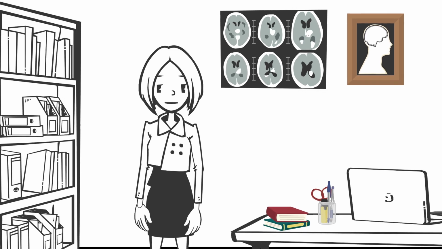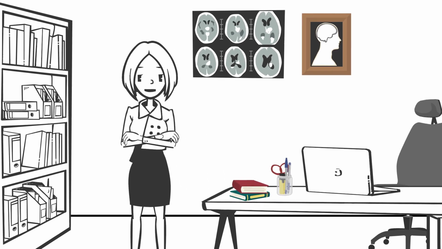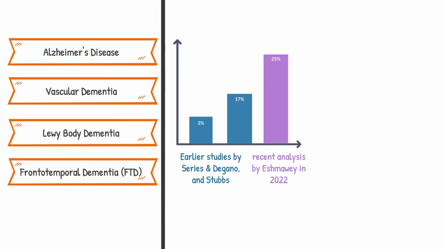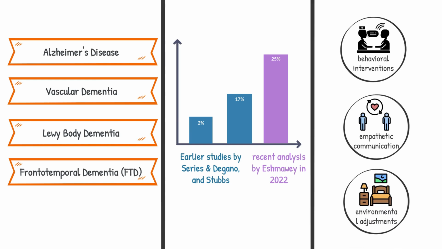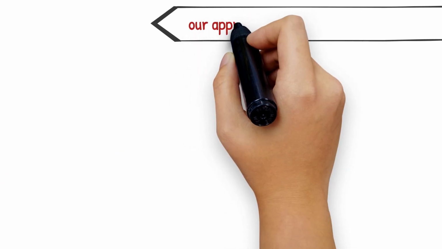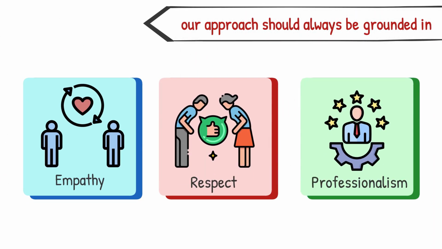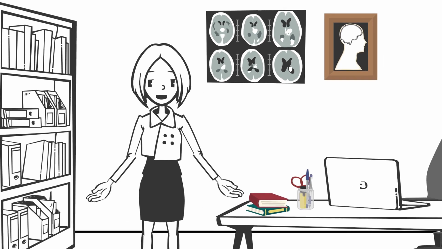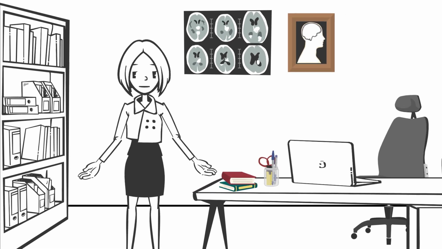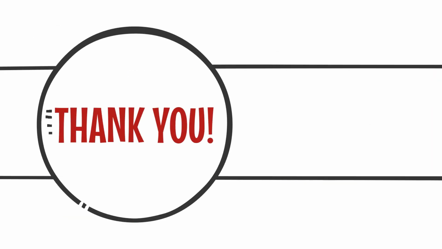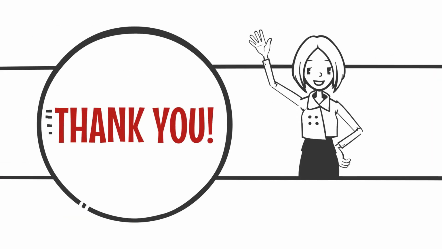Conclusion. As we conclude our training, let's reflect on what we've learned about managing ISB and dementia. We've explored the complexities of dementia, the intricacies of ISB, and various strategies to address these challenges. Remember, our approach should always be grounded in empathy, respect, and professionalism. The knowledge and skills you've gained today are crucial for providing compassionate and effective care to dementia patients. Thank you for your dedication to enhancing the quality of life for those living with dementia.